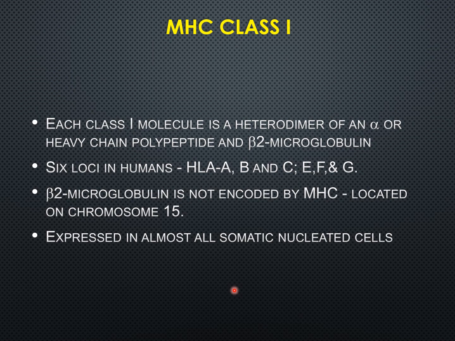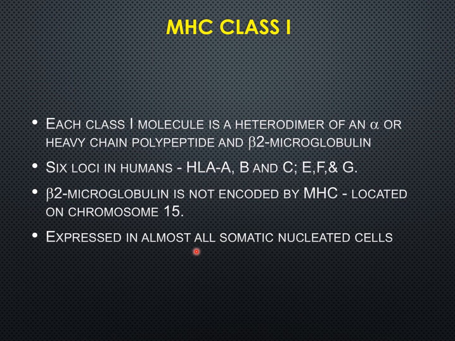So as I mentioned earlier, the MHC class 1 has two proteins. One is the alpha protein, and then we also have beta 2 microglobulin. Now, beta 2 microglobulin is present in chromosome 15, whereas all the MHC complex is in chromosome 6. Now, there are 6 loci of MHC class 1: A, B, C, and then E, F, and G.